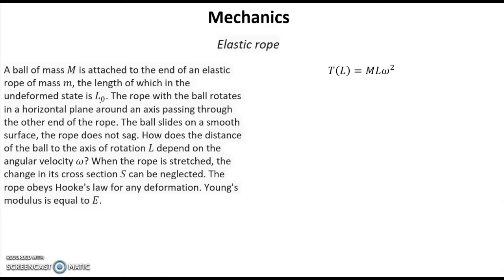Next, let's write a Newton equation for a small mass dm, which is rotating at some distance x from the axis of rotation. For this mass we have a similar equation: the change of tension equals dm multiplied by x multiplied by omega square.